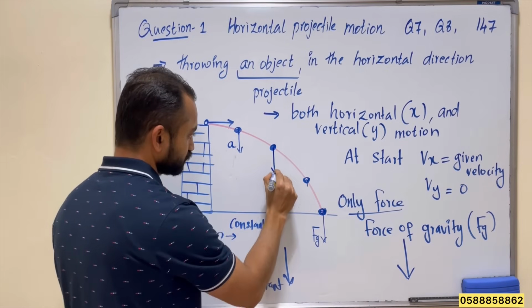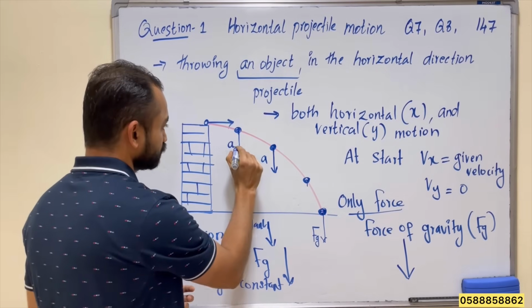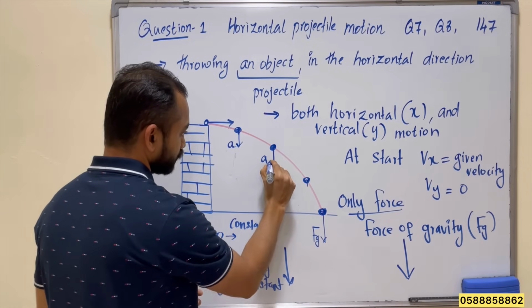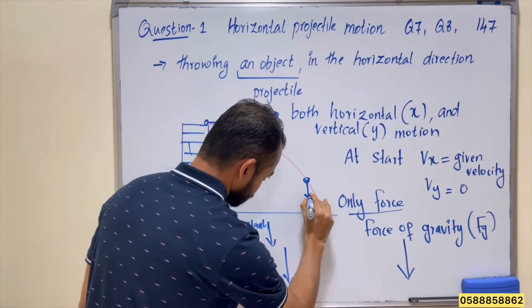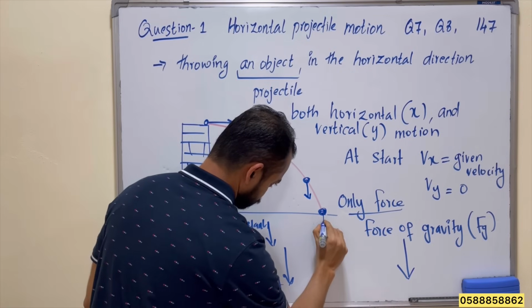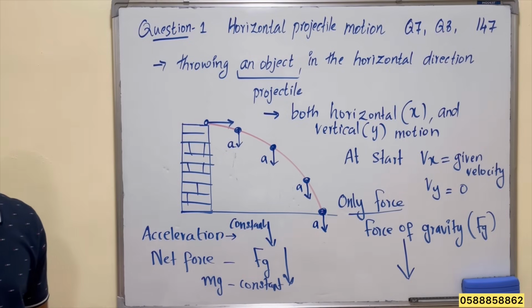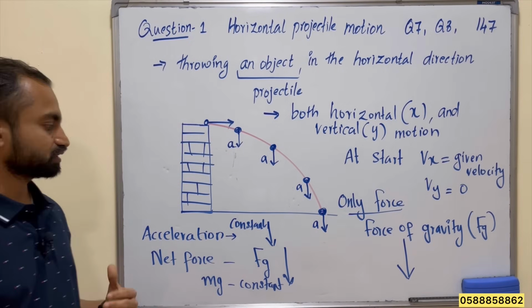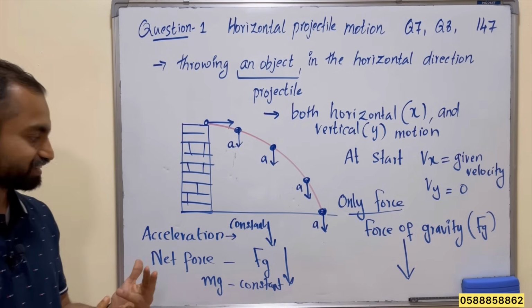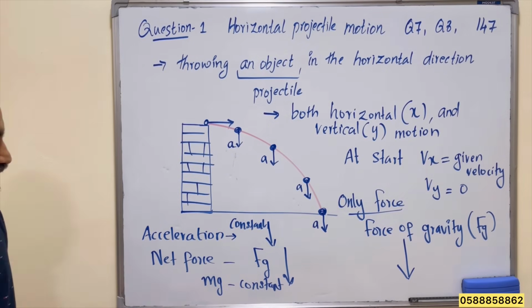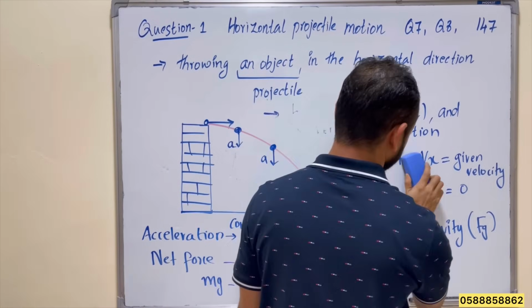Direction is downward everywhere, and the magnitude of the acceleration will be constant throughout the motion. So draw lines with the same length, equal length, acceleration. Okay, so we talked about acceleration. We discussed first the net force, meaning the force acting on the projectile, and the acceleration of the projectile. Next we will talk about the velocity of the projectile.